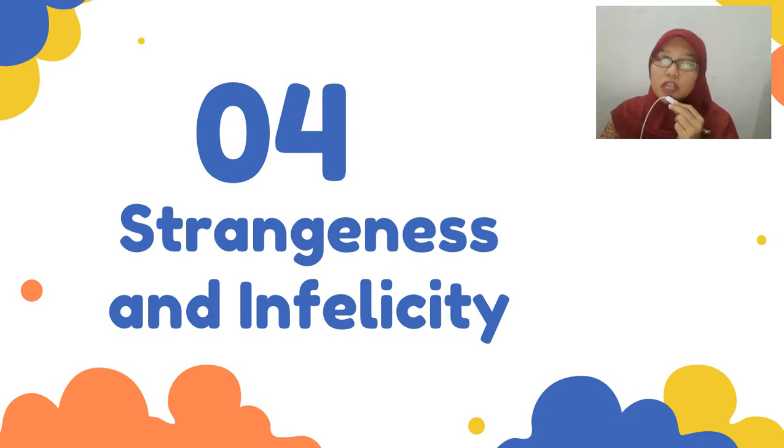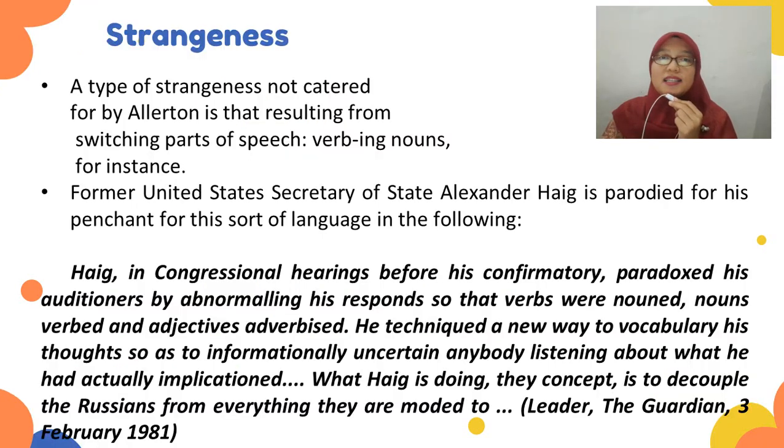The next one is strangeness and infelicity. What is strangeness? A type of strangeness not catered for by Allerton is that resulting from switching part of speech, verbing nouns, for instance. Former United States Secretary of State Alexander Haig is parodied for his penchant for this sort of language in the following.